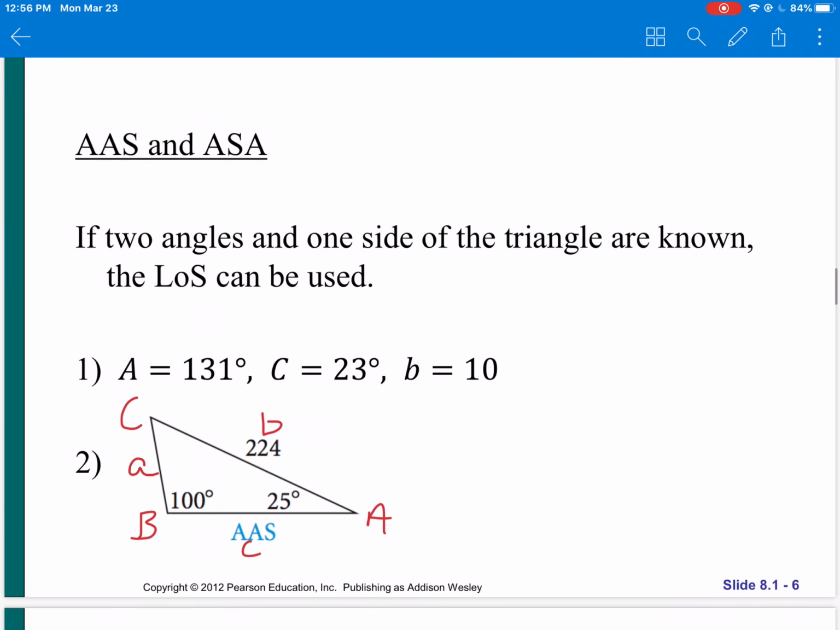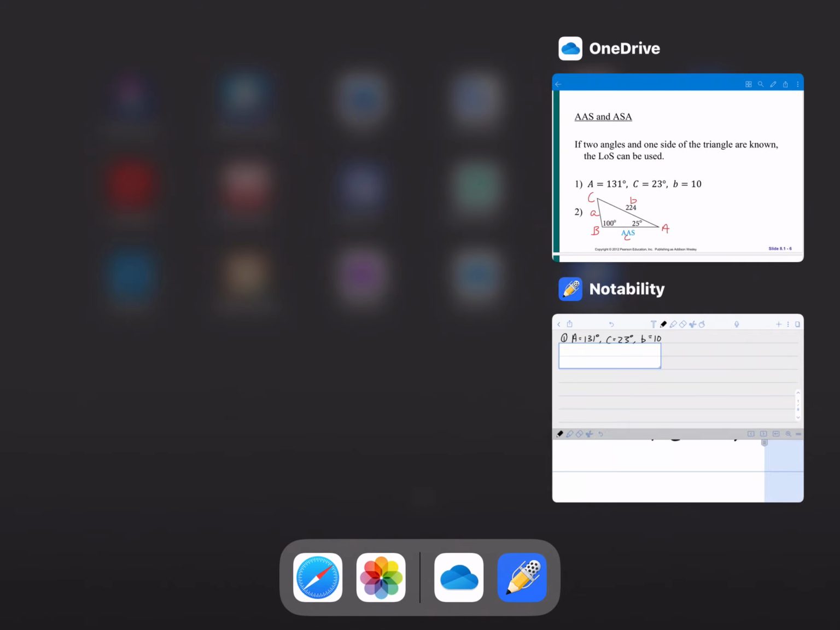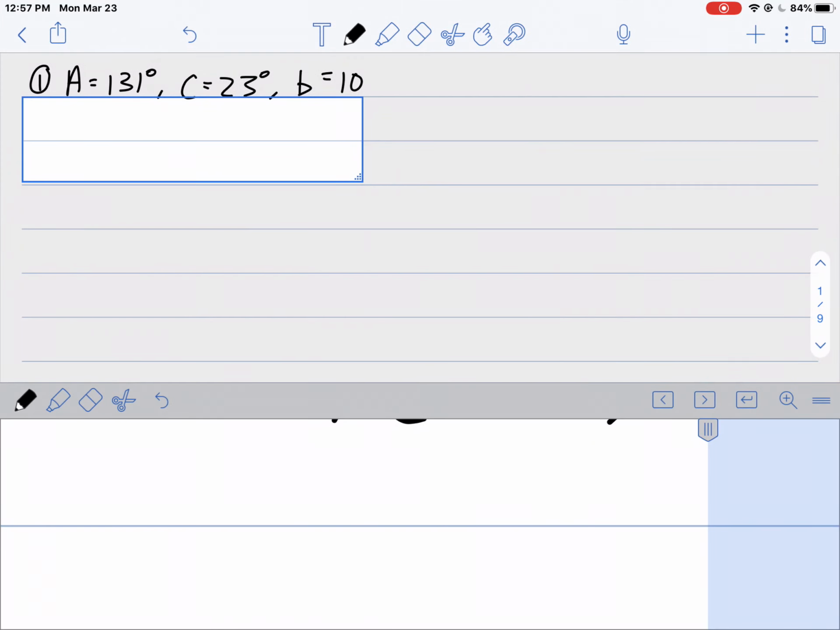These first couple of examples, like I said, are the AAS and ASA cases where you know two angles and one side. They're essentially the same case, because if you know two angles, you can find the third, and then once you have the third angle, you're left with finding the remaining two sides. So for example, taking number 1, where I'm given the measure of angle A, 131 degrees, the measure of angle C, 23 degrees, the length of side B to be 10.